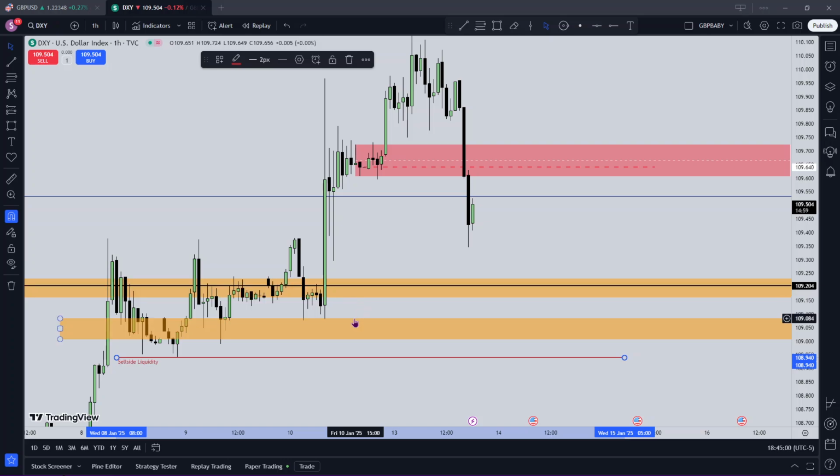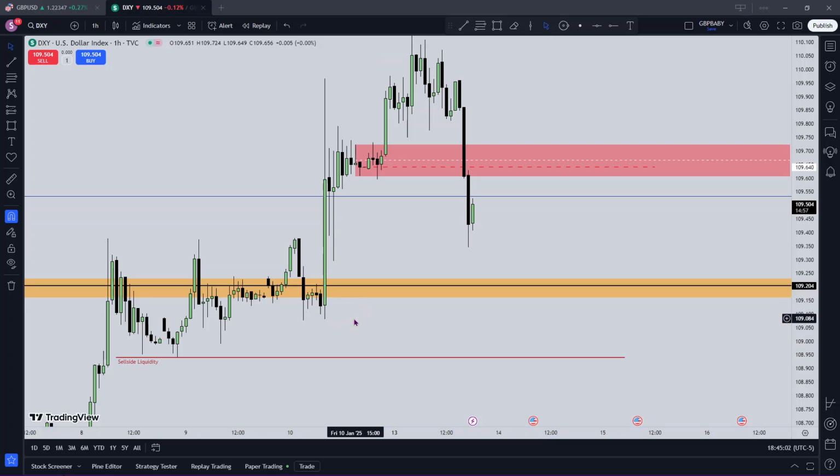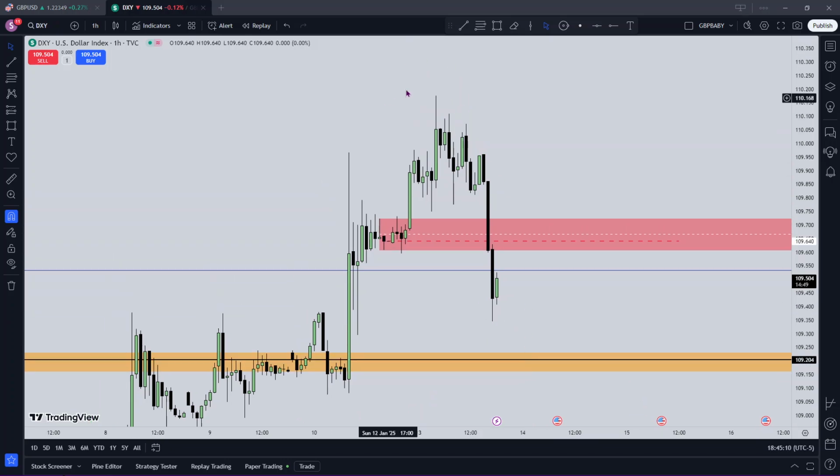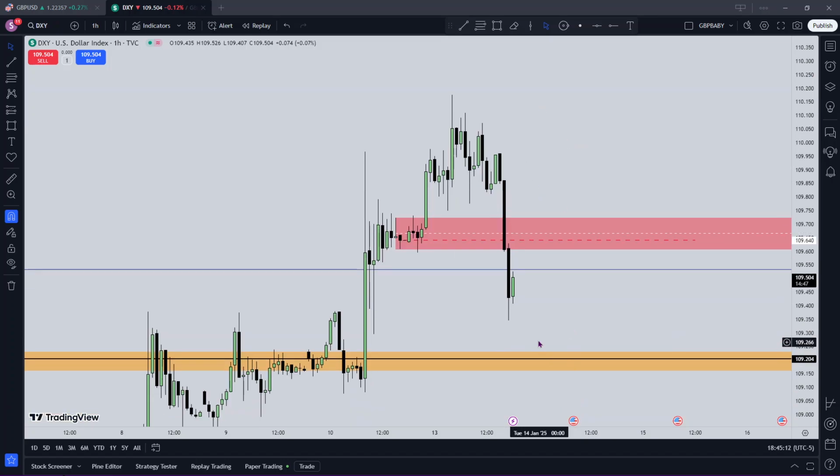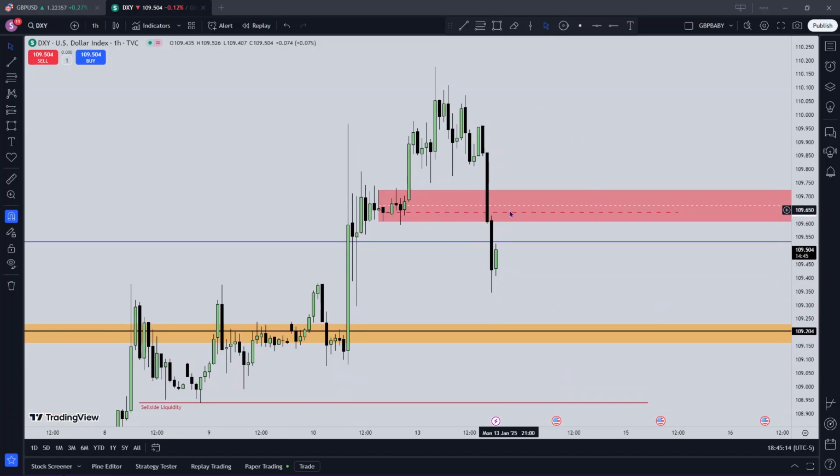Realistically, this is my only line of defense, in that if price manages to get through here, I'll be looking for this sell side. If we find support in here, I'll be looking for this buy side for the rest of the week, but we can talk about that tomorrow. But overall, this is where I want to find resistance.